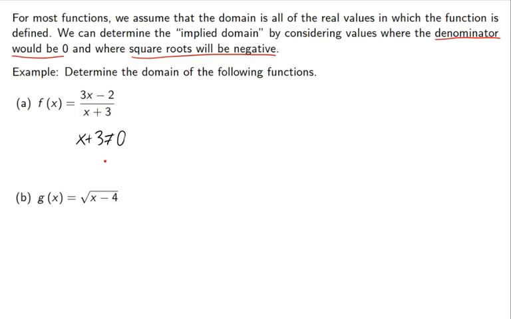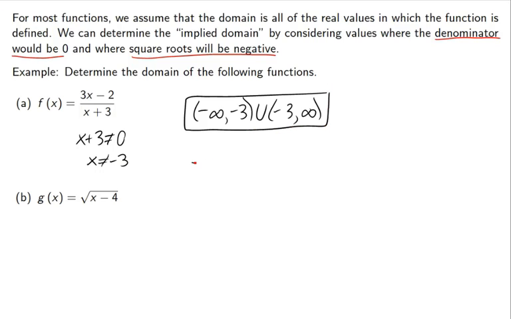But I'll solve it the same way by subtracting 3. And I see that x can't be negative 3. All the other values of x are fine, but if x is negative 3, I get a 0 in the denominator. With that said, I'm going to write the domain as negative infinity to negative 3 union negative 3 to infinity. That's my interval notation for it.